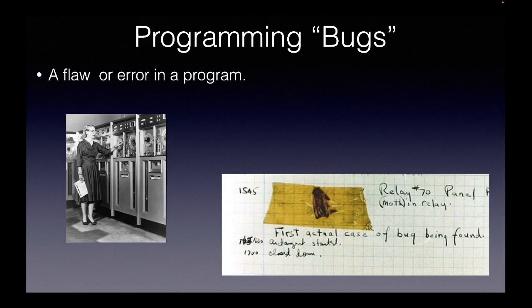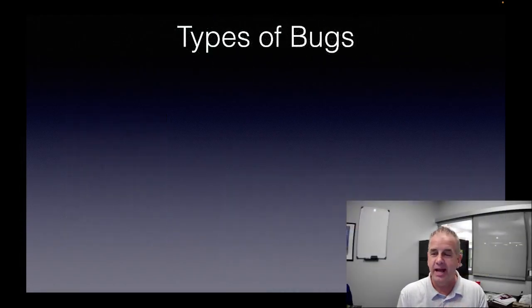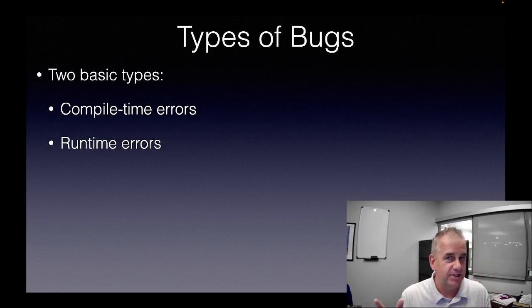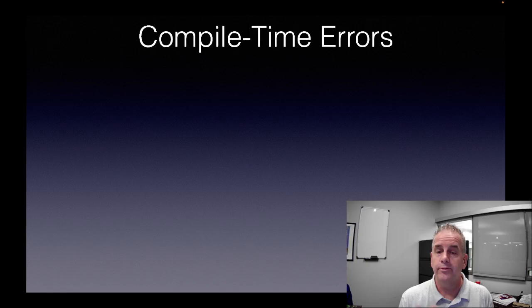And when we talk about these as being computer bugs, there really are two types of bugs, or two ways we can describe bugs in our programs. There are compile time errors and there are runtime errors. And they each present kind of different challenges and different ways that we have to debug them. So the first type of error is a compile time error.